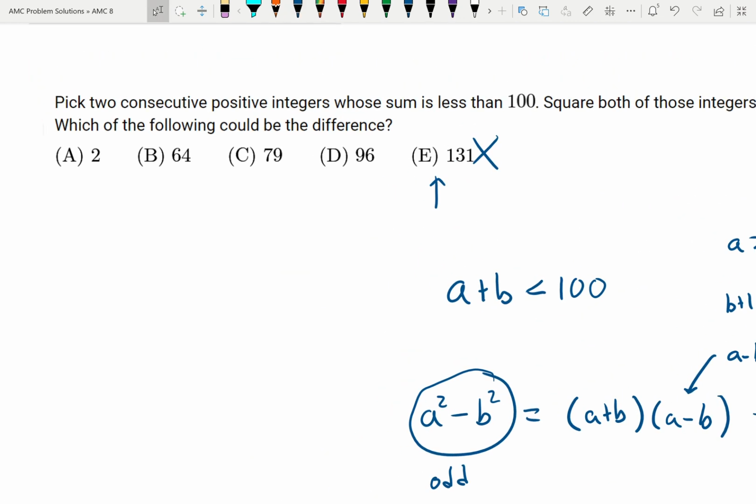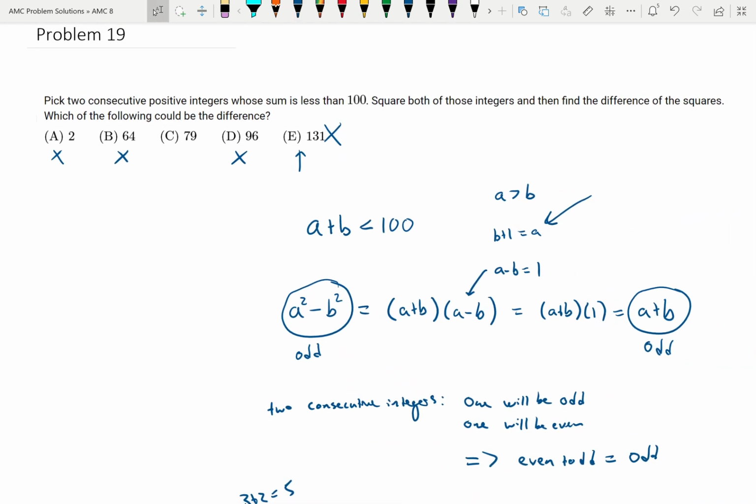And I look at these options, and this wouldn't work because it's even, that wouldn't work because it's even, and that wouldn't work. So by elimination, 79 is the answer. But let's just think, what two consecutive integers add to 79? Well, it would be 40 and 39.